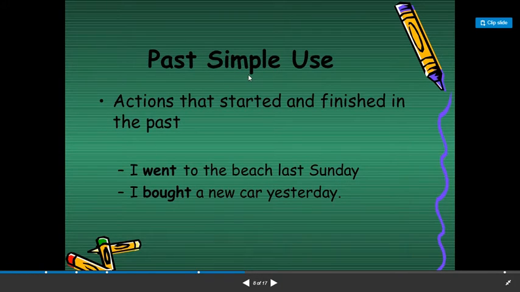The past simple tense is used for actions that started and finished in the past. I went to the beach last Sunday. I bought a new car yesterday.